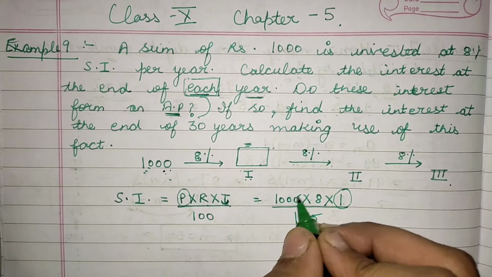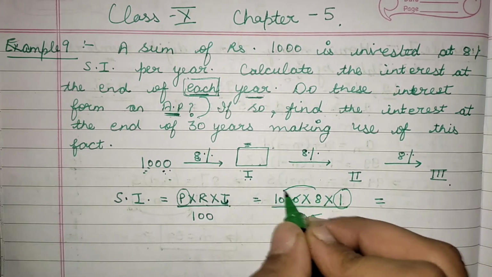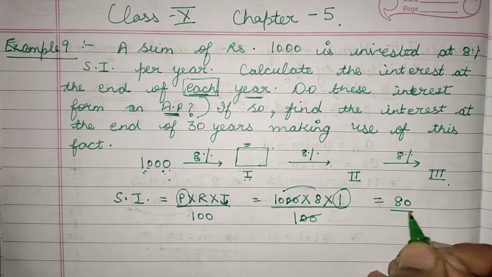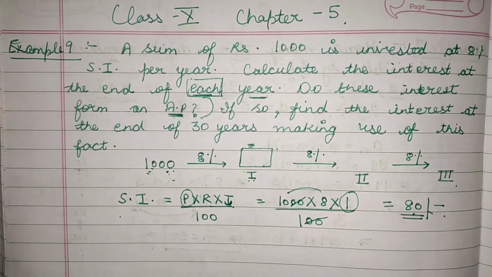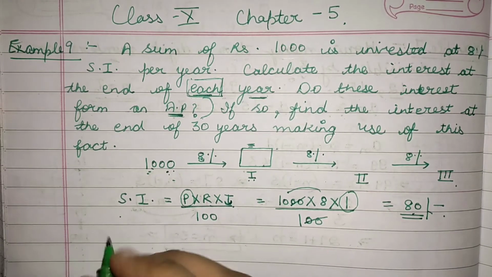So if I solve this value, then I will get 8 into 10, which will be 80. So simple interest after the end of each year will be 80, right?